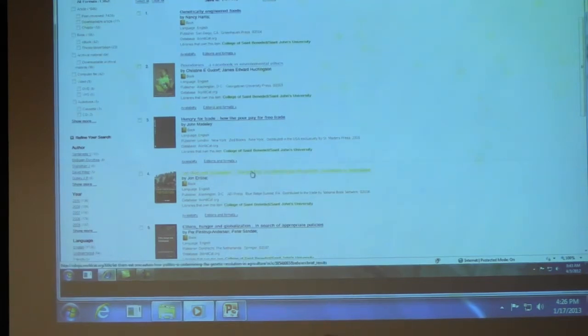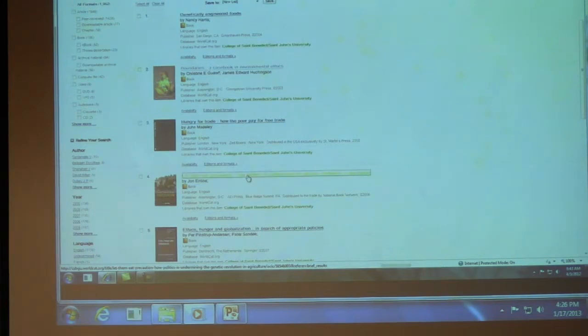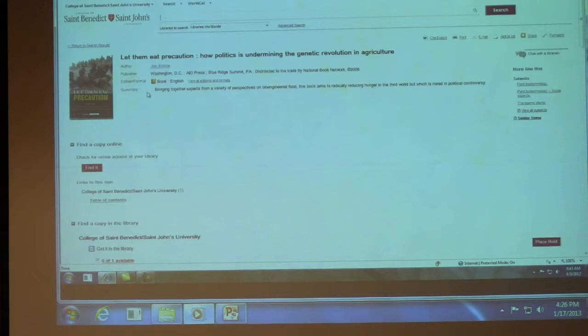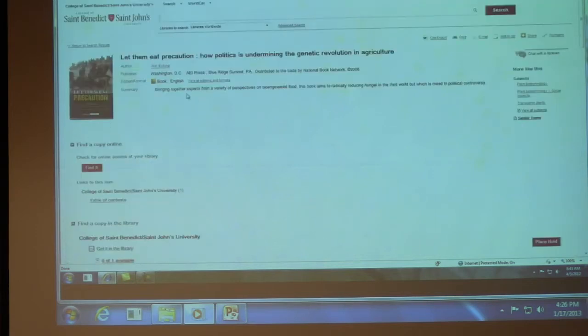Oh, that is it. Okay. This says, let them eat precaution, how politics is undermining the genetic revolution in agriculture. Oh gosh, this doesn't have a summary either. Well, in that case, I'm just gonna copy and paste this into probably Google, because I want to read what it's about.